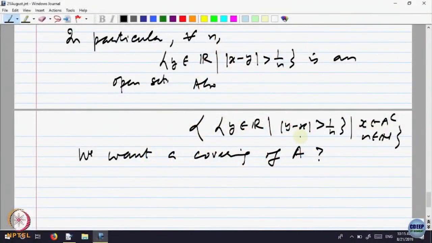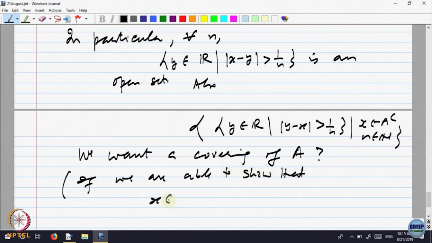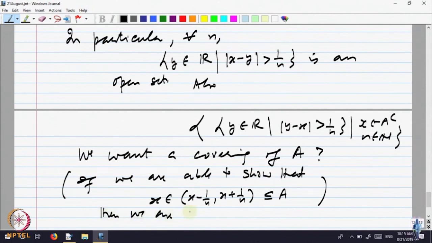Okay. If I can show that the ball, see what is this? This is a ball, an open interval around x of radius 1 over n, right? Is it okay? So, if we are able to show that x belongs to, see x is in A complement, that is given to me. If x belongs to x minus 1 over n, x plus 1 over n, which is inside A complement, then I am through, right? Then we are through.